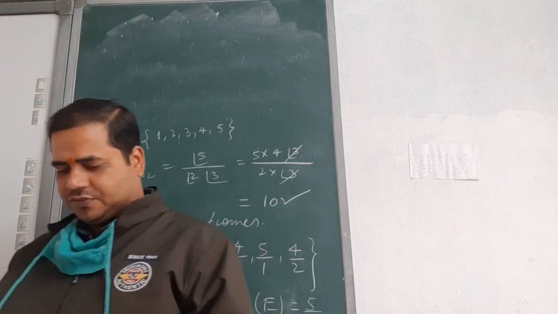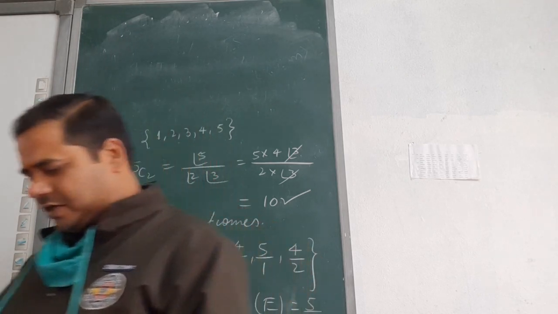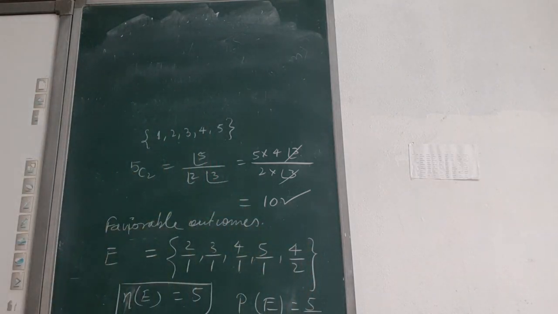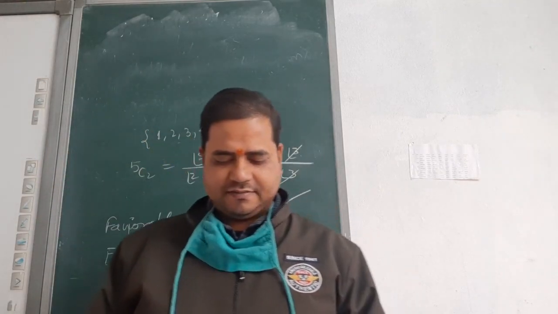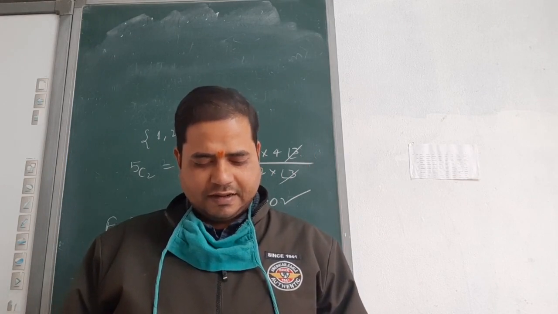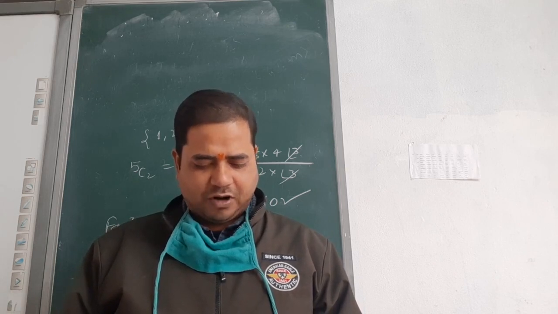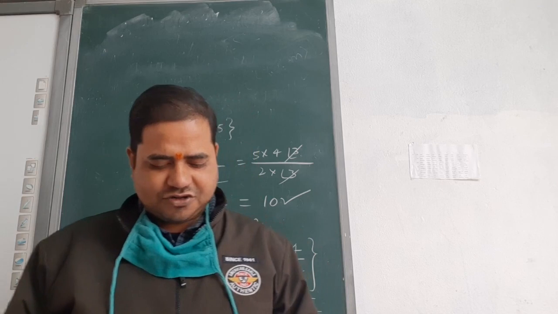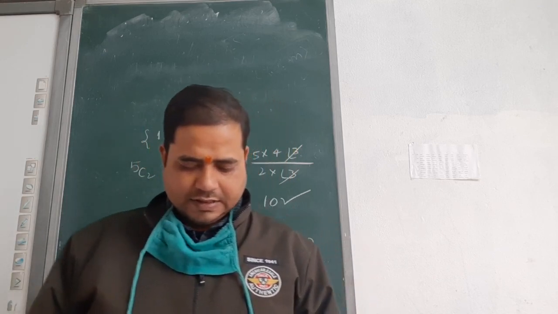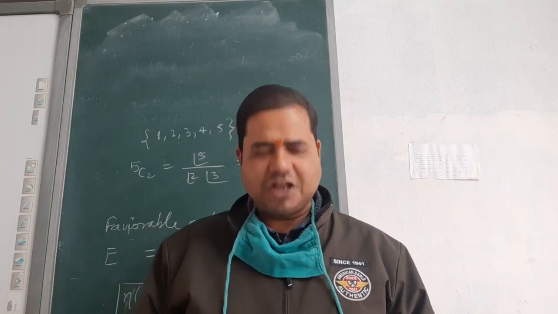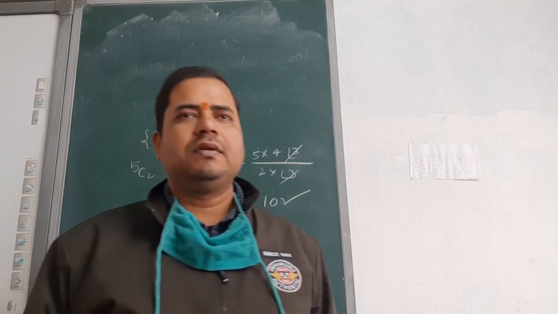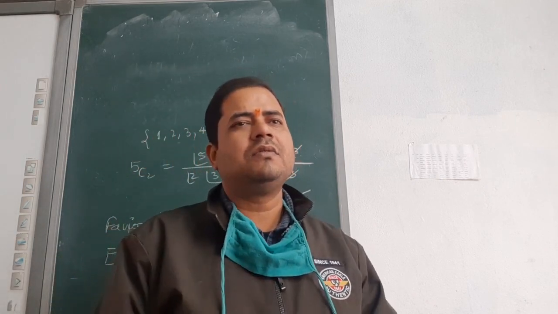Note down. Write the next question, the 10th one. A bag contains 3 white, 4 black and 2 red balls. If 2 balls are drawn at random without replacement, then the probability that both balls are white is. And you know very well what the probability is, okay? Both drawn balls are white.